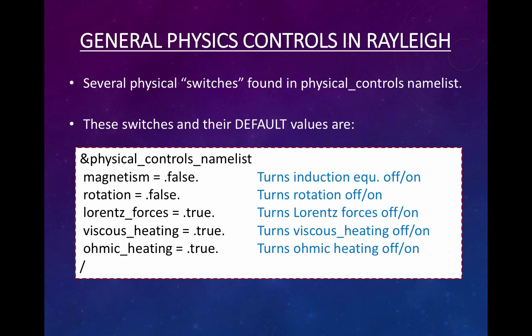So these switches are controlled through the physical controls namelist. Okay, and you don't need to set them if you use these values. These are the default values. Okay? So as long as magnetism is on, Lorentz forces will be at work. Viscous heating is always on by default. Ohmic heating is on if magnetism is on. Okay? You can set these by just switching true or false. Okay.